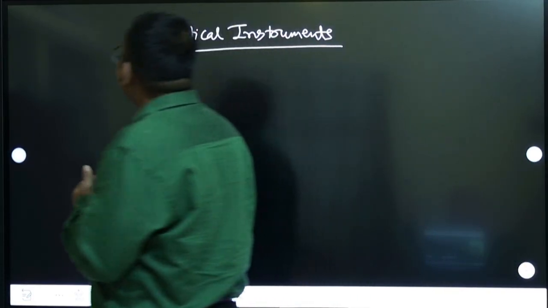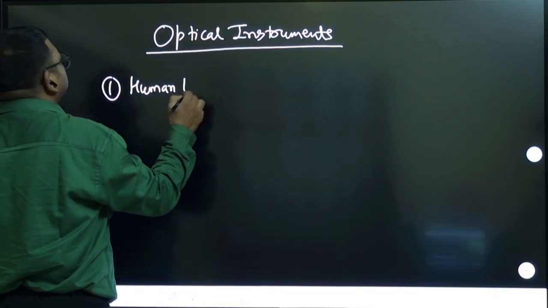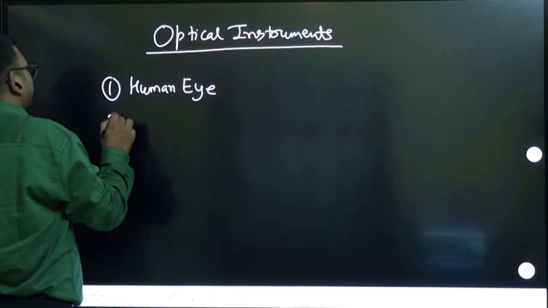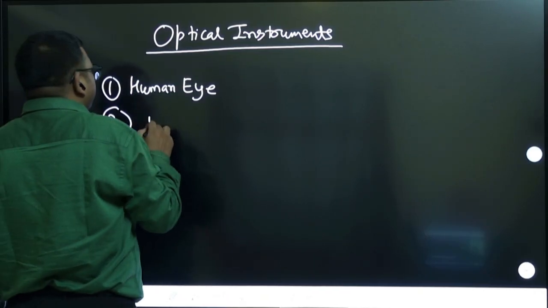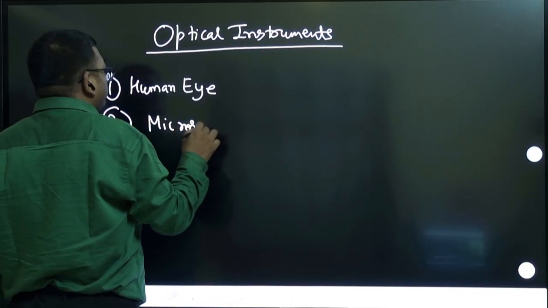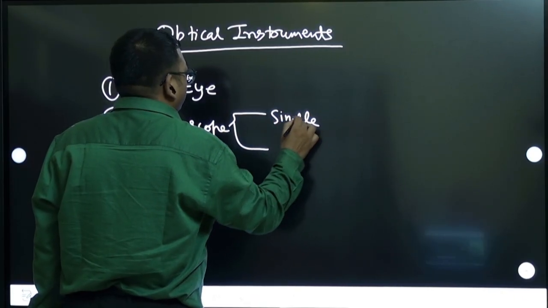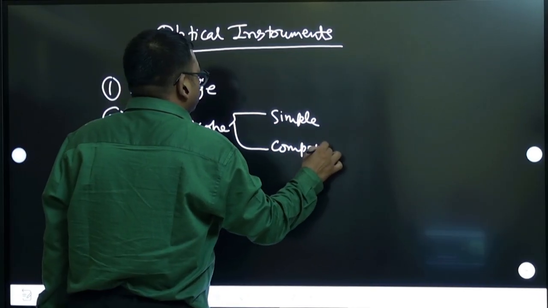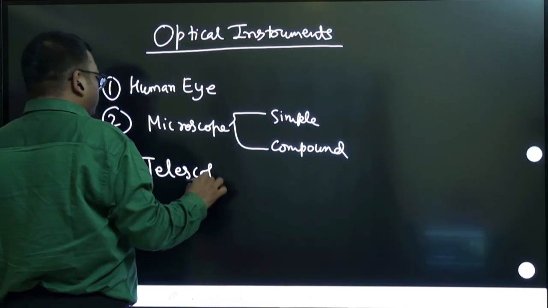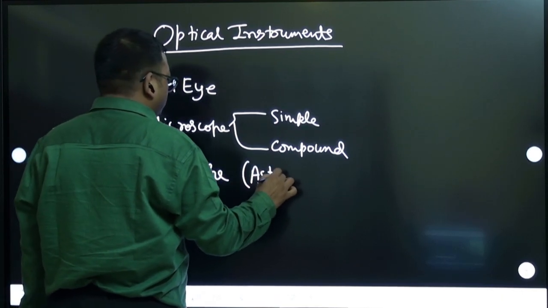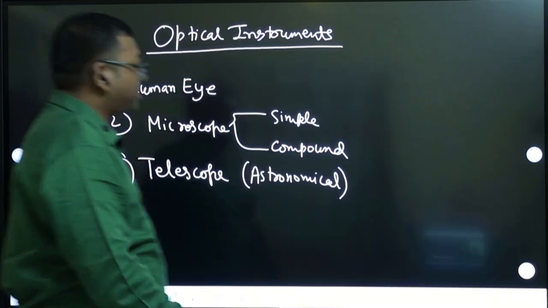And in optical instruments, we have the concept of the human eye. You may say human eye is not there in this syllabus, but all of us have eyes. We need to study a little bit about that. Okay. Then we have the microscope. In microscope, there are two types: simple and compound. And third is the telescope. In telescope we have only the astronomical telescope. Okay, so let us try to get some ideas about that.